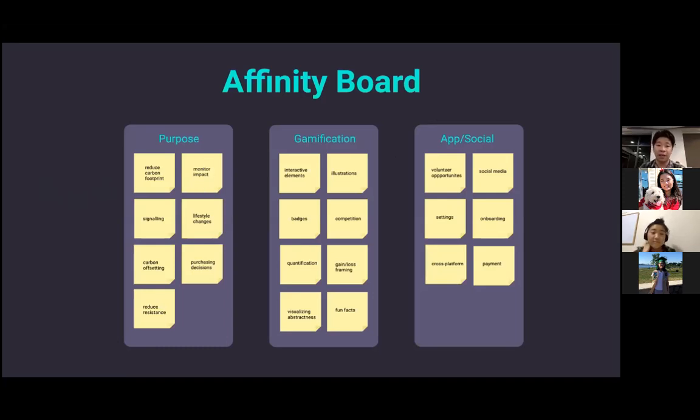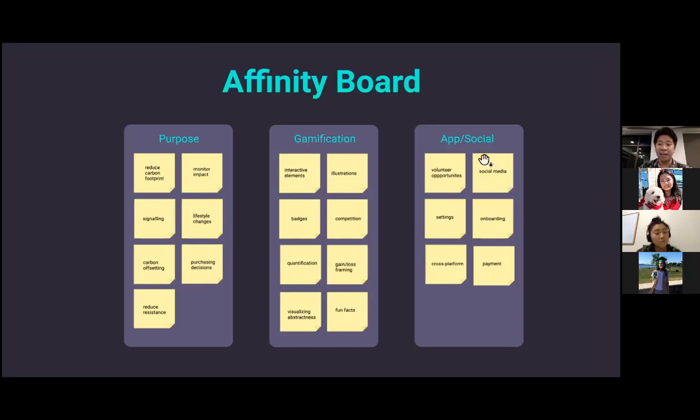Another thing that I was just learning about was gamification. This is the technique of making things not just easy to use, but fun. There's a sense of reward. So gamification essentially is knowing about human behavior. We love visualizing our progress, right? We love competition. We love quantification. There's visualizing abstractness and fun facts. So we wanted to make this fun, not just tracking carbon emissions, but have a reason for people to come back. That's why we chose gamification.